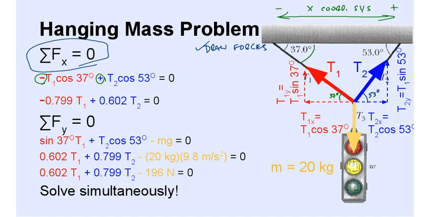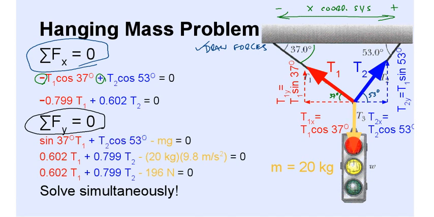And there's my starting place right there. Sum of the forces in the y direction equals 0. This time I'm looking for forces that are pulling up or down. T1 pulls up, so that's a T1 sine 37. I've got it right there, sine 37 T1. And then T2 pulls up. Again, that should be a T2 right there. But T2 cosine 53, I've got that.